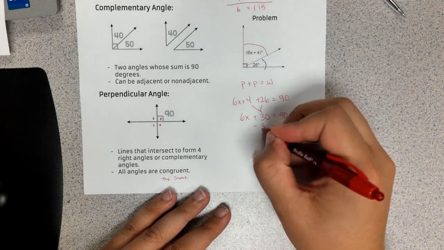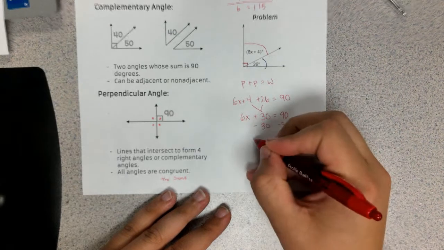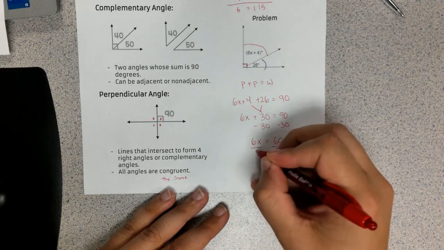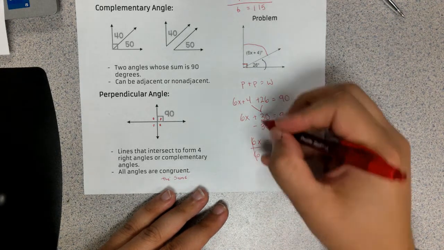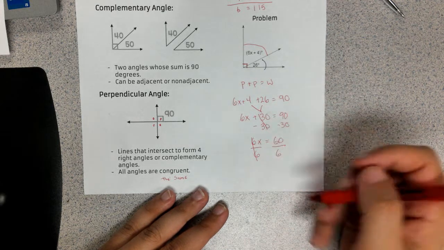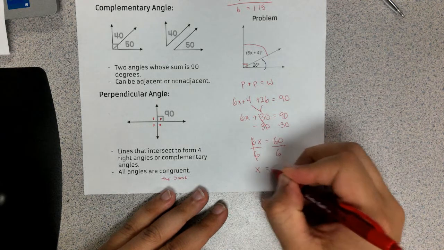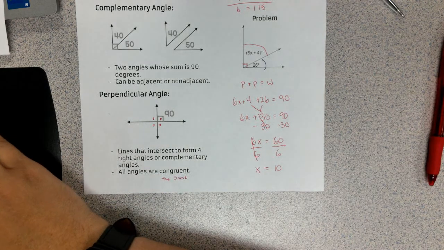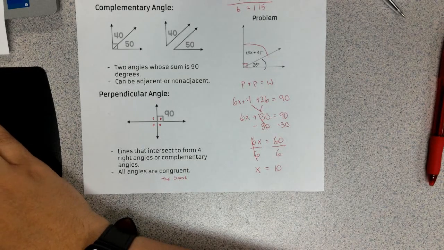I can subtract 30 from both sides. I get 6x is equal to 60. I can divide by 6 on both sides, and I make my 1 here and my 0 pair there, and I'm left with x is equal to 10. And that is how you solve a complementary angle application problem.